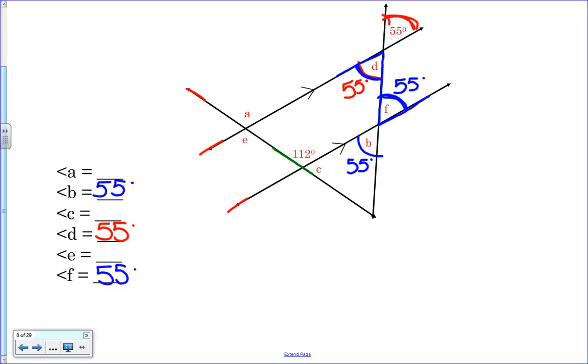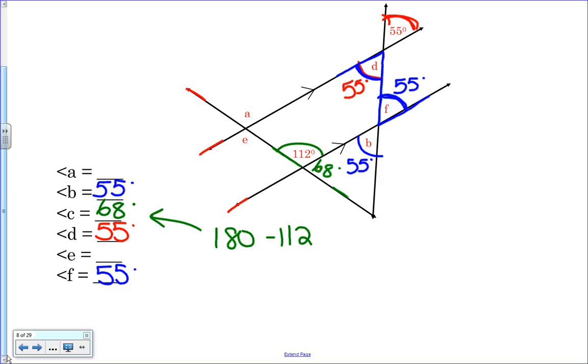Remember what I was talking about? I keep mentioning it again and again. If I have a straight line, I know that all of my angles, this plus this, has to equal 180 degrees. So to find angle C here, what I would want to do is take 180 minus 112. And that's going to give us 68 degrees. So if we've got C to be 68, let's write that in.